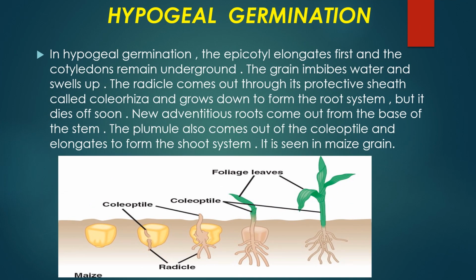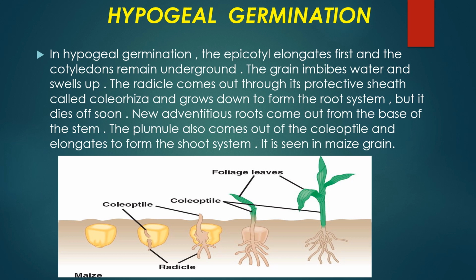Hypogeal germination. Hypo means below the ground. That means the cotyledon will remain below the ground. It will not come above the ground. In epigeal germination, the cotyledon was coming above the ground. In hypogeal germination, the cotyledon will remain below the ground. Why will the cotyledon remain below the ground? Because over here the epicotyl elongates first and it will push the cotyledon to remain underground.